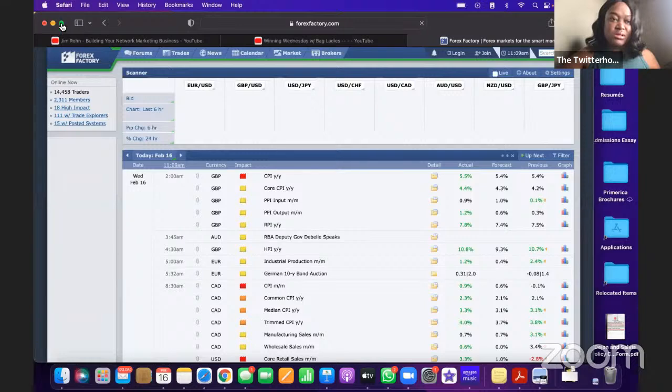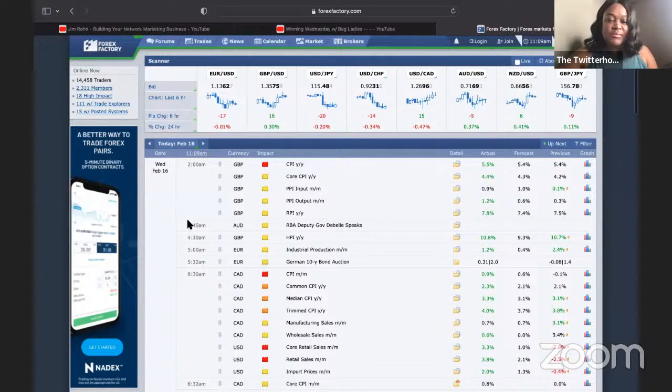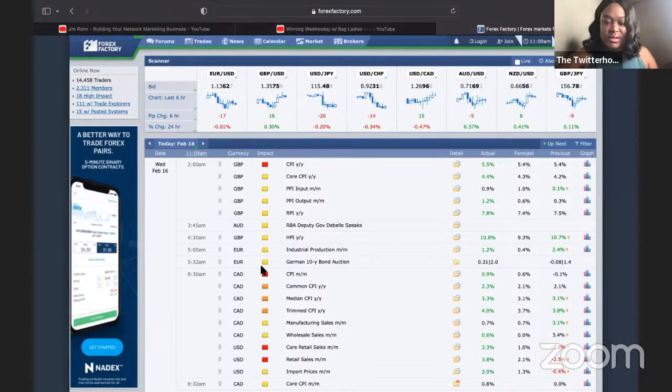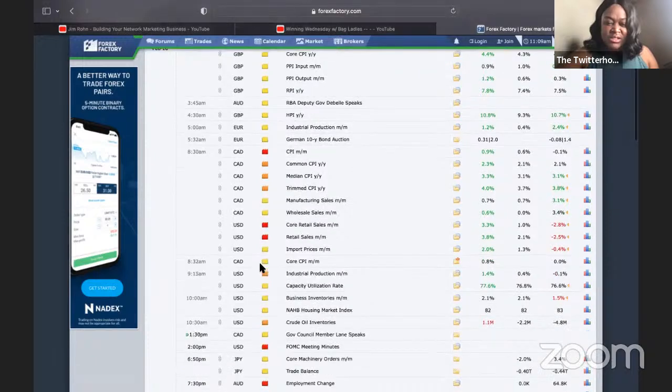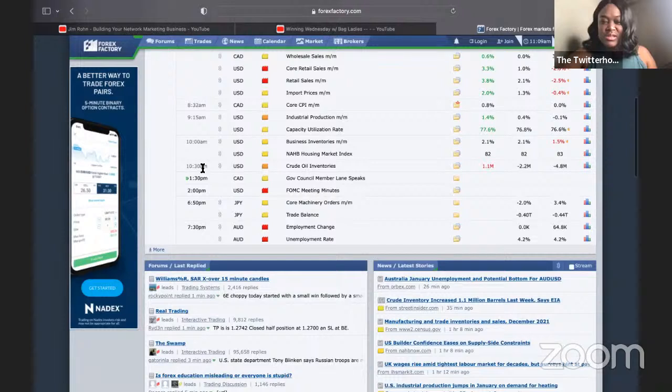And the news is going to be shown in a series of folders. You see the date to the left, the time, the currency, and the impact displayed in folders. Now, I'm on the East Coast, so it is 11:09 a.m. currently. So I need to look for the time that corresponds. The last news occurrence was at 10:30 a.m. It was on the US dollar.